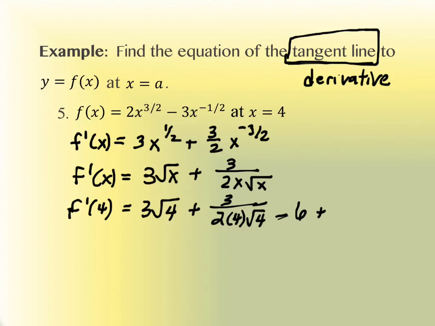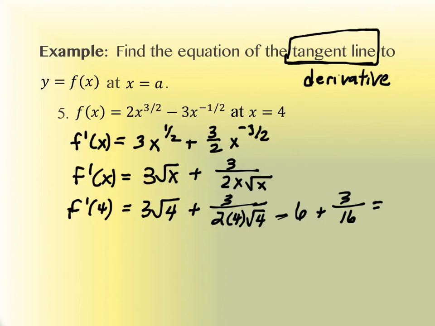I've got 3 in the numerator, and then what is 2 times 4 times the square root of 4? That is 16. So I have 6 plus 3 over 16. While I could write that as 6 and 3 over 16, like a mixed number, remember our purpose in doing this is actually to find a slope. And slopes, as well as many other features in mathematics, we use improper fractions to see them more clearly. They work a little bit more conveniently to manipulate with.